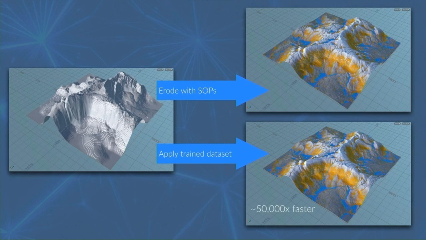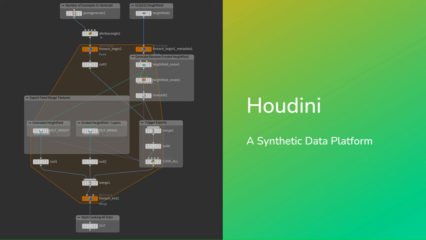At the top, you have a version that is eroded using the erode SOP in landscapes, and the bottom one is evaluated using Pix2Pix. Because it's not doing erosion, you get an instant result. You see here that the result they got is about 50,000 times faster, which in production would be great to have everywhere. So SideFX, please continue this trend.